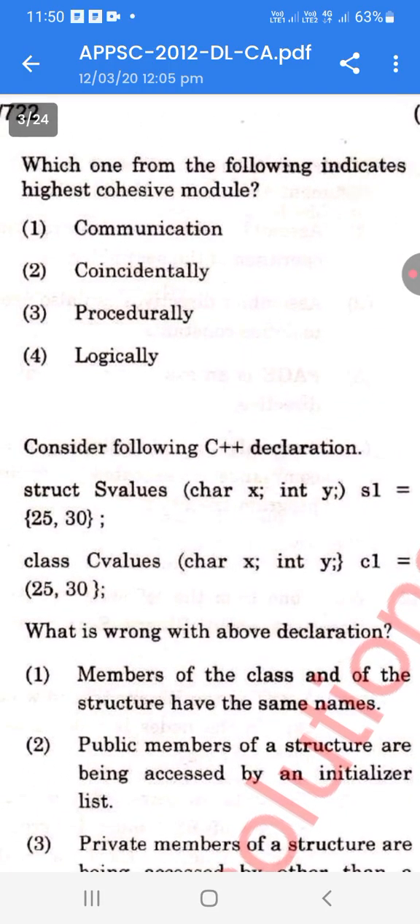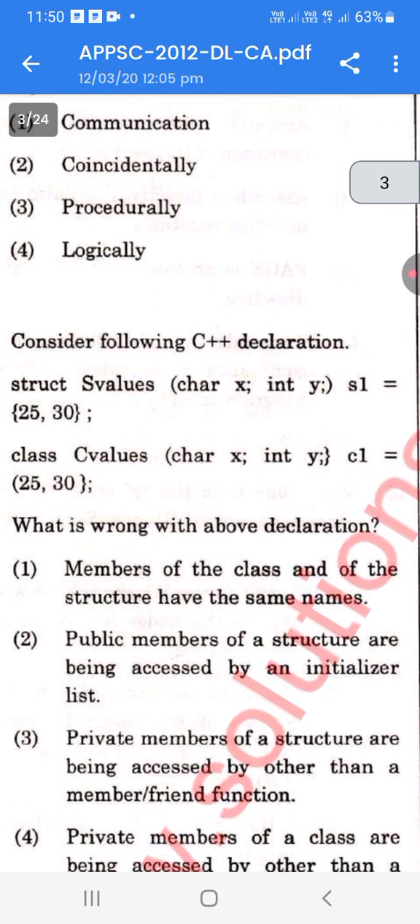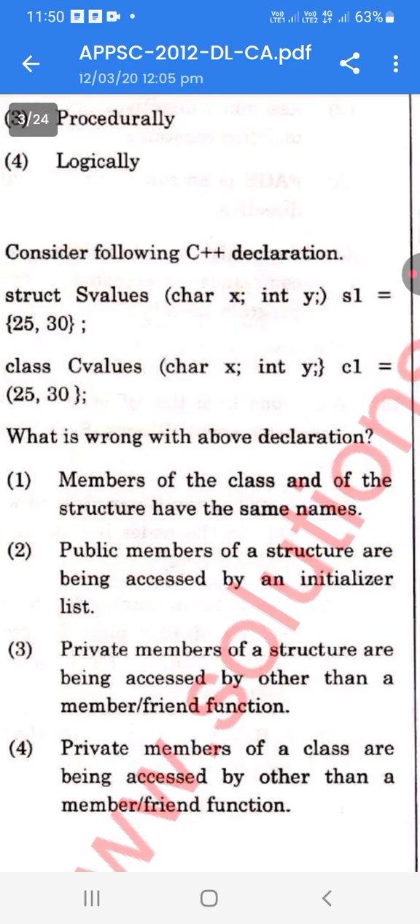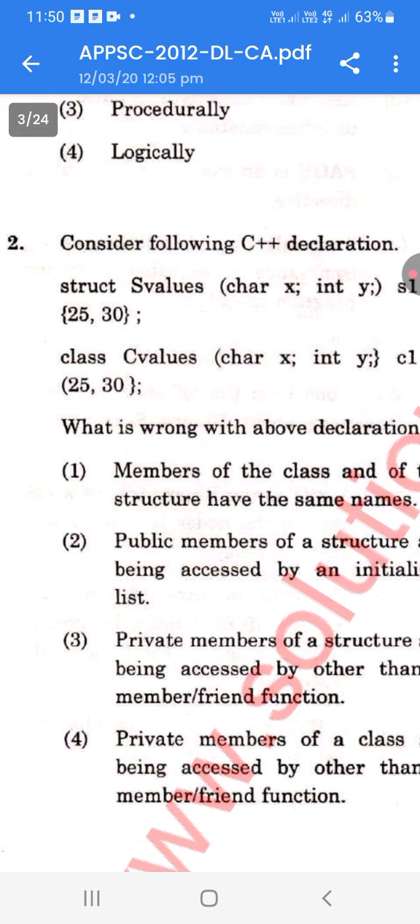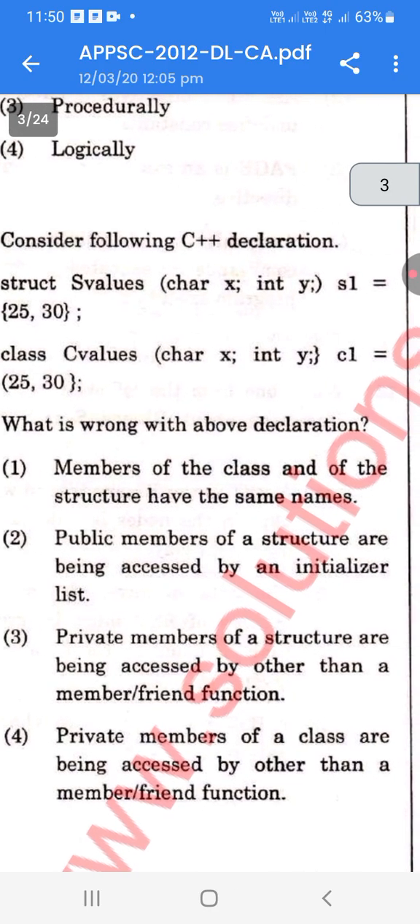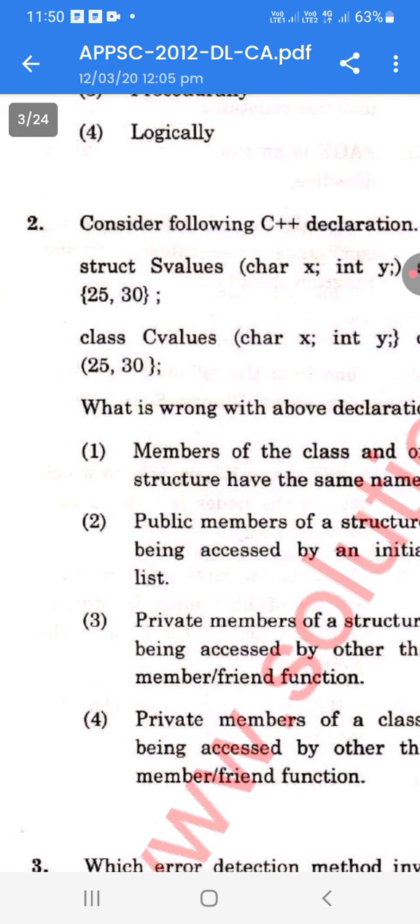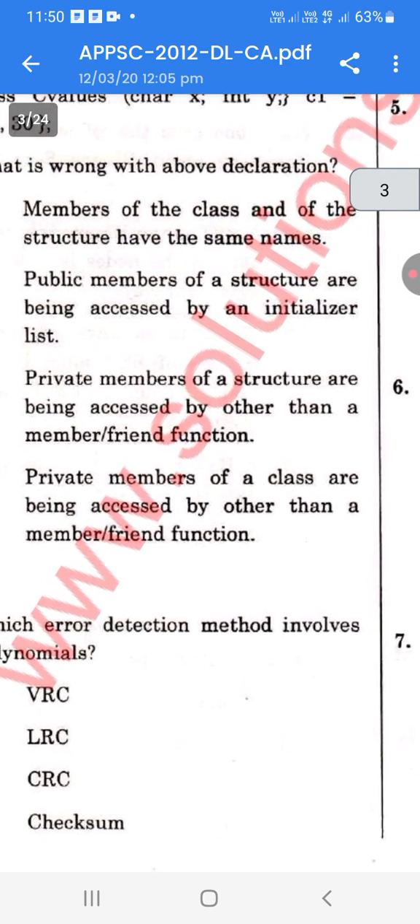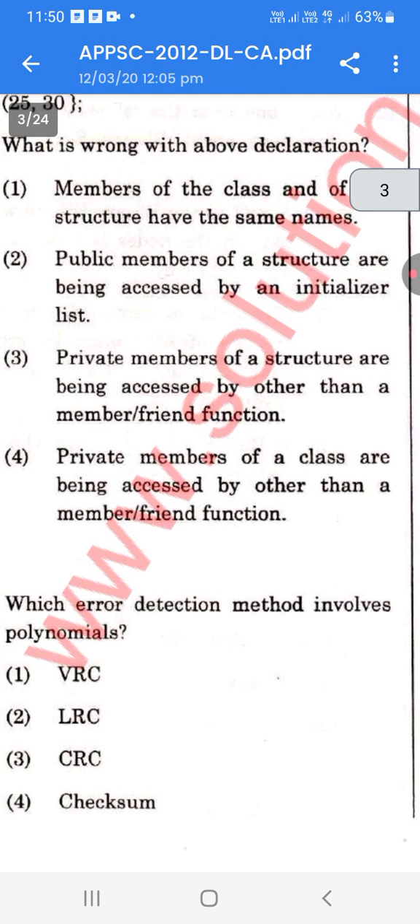Answer is logically. Consider following C++ declaration struct S values char x into y s1 equal to 2530. Class C value char x into y c1 equal to 2530. What is the wrong in that? Answer is fourth one, private members of a class are being accessed by other than a member or friend function. That is the wrong one.